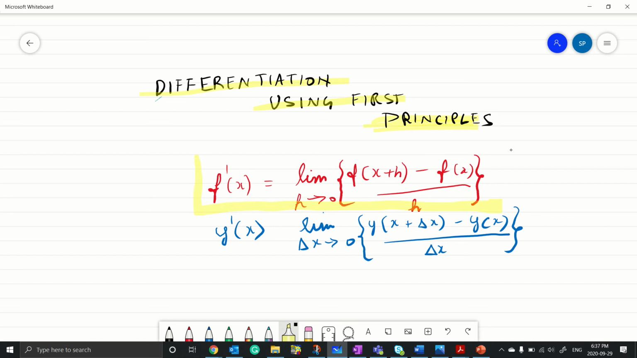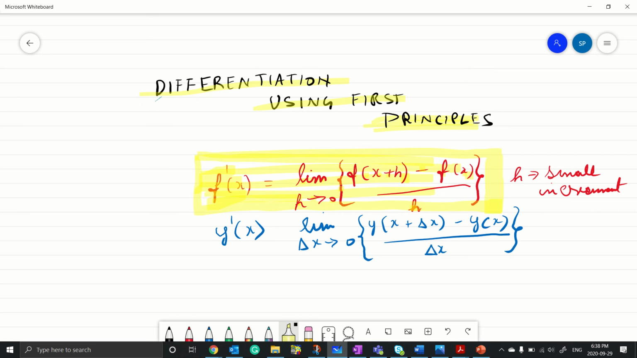If you want to derive the derivative of a function f of x, then the derivative is nothing but limit h tends to 0, f of x plus h minus f of x by h. And please note that h is a small increment. How small? Very small increment, okay, very small increment.